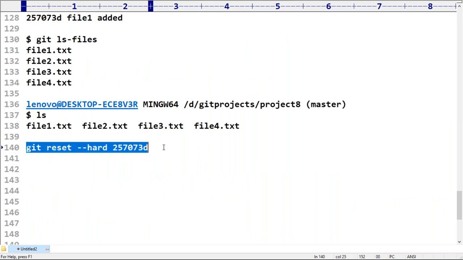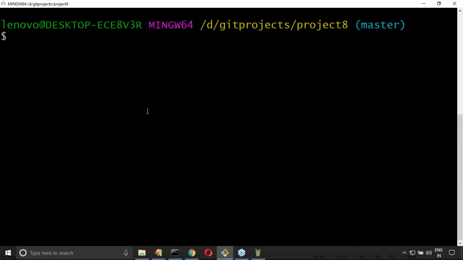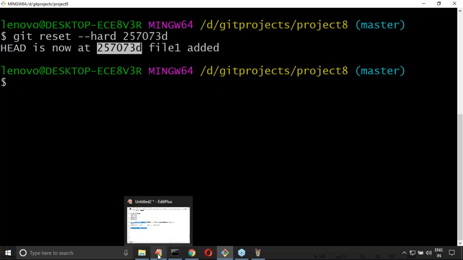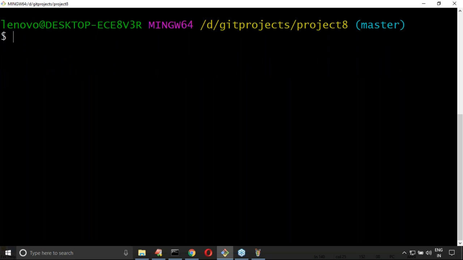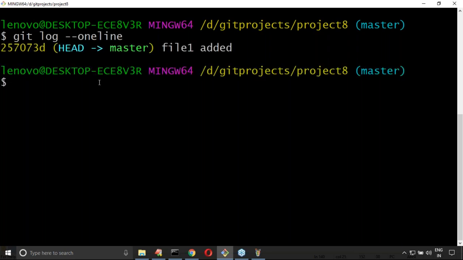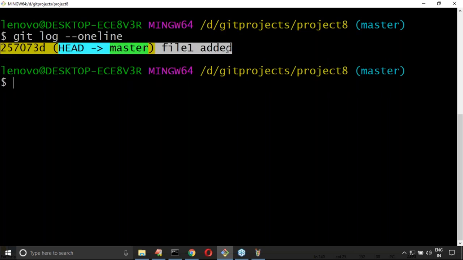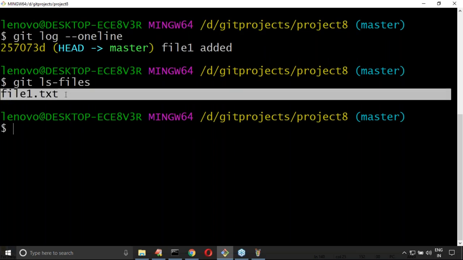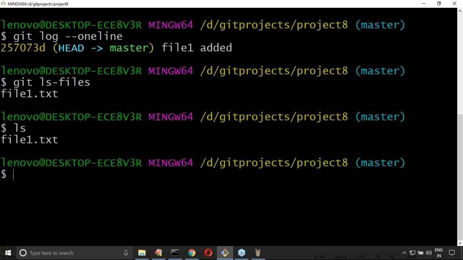Now observe that carefully. Head is now pointing to this one, whatever you provided. Git log one line: now only file 1 added is there. Git ls-files: from the staging area also, only one file. What about the remaining files? Remaining files are gone by default. Ls command: remaining files are gone by default.